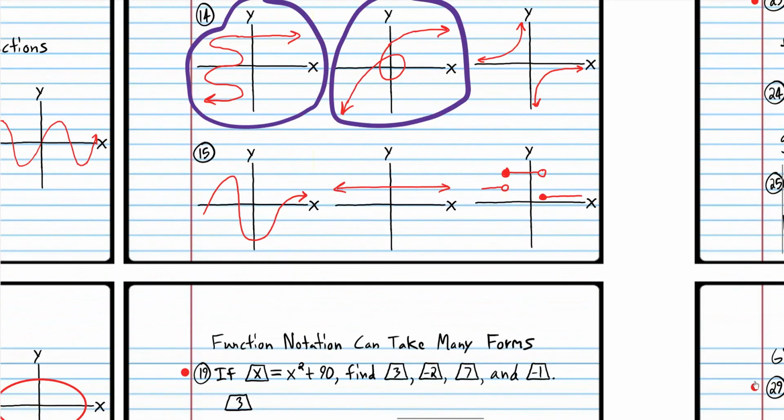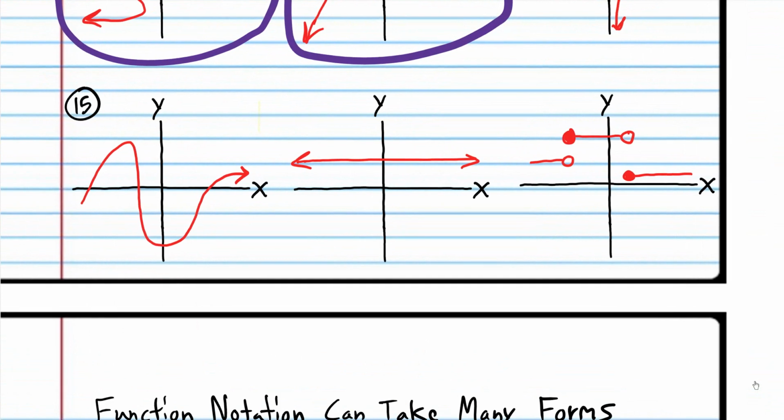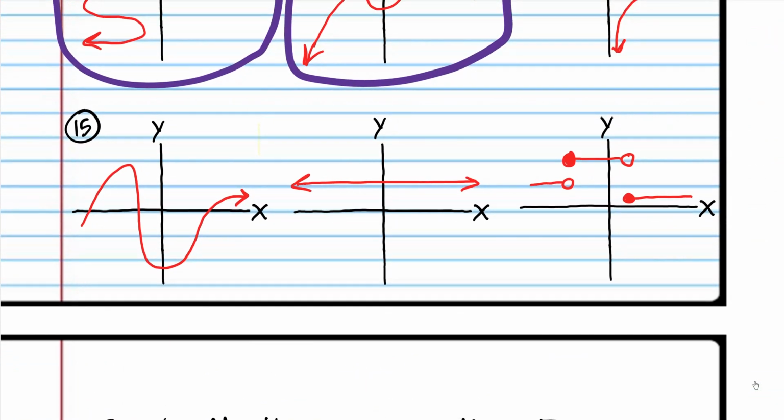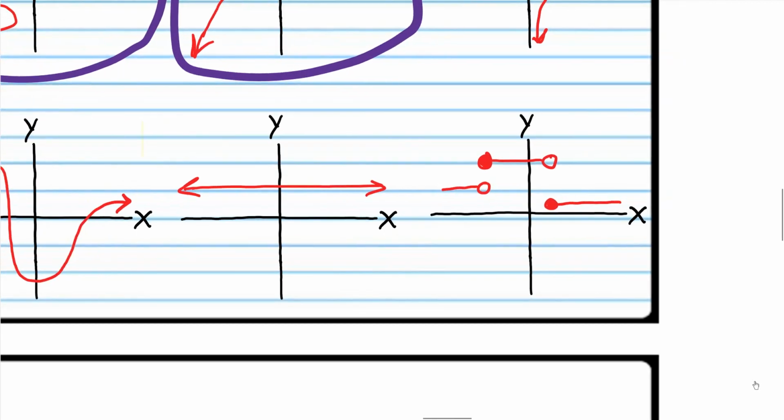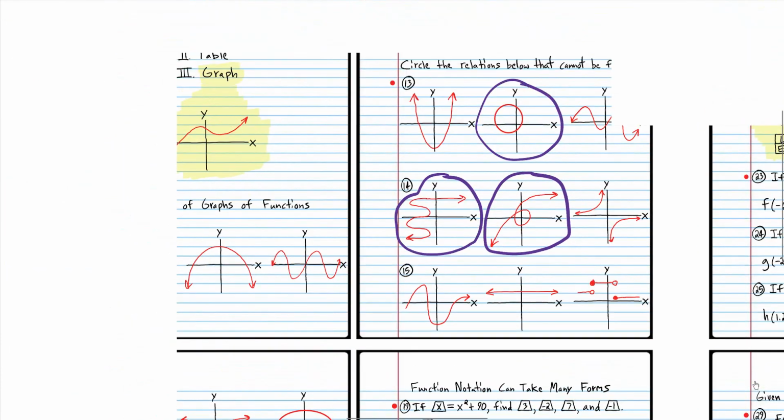So again, this is just review. This passes the vertical line test. The vertical lines only touch the graph once. This passes the vertical line test. And this is kind of a tricky problem, but notice we have a closed dot and an open dot. So that would actually pass the vertical line test, and it would pass here. So any vertical line that you draw is only going to touch the graph one time. So that passes.